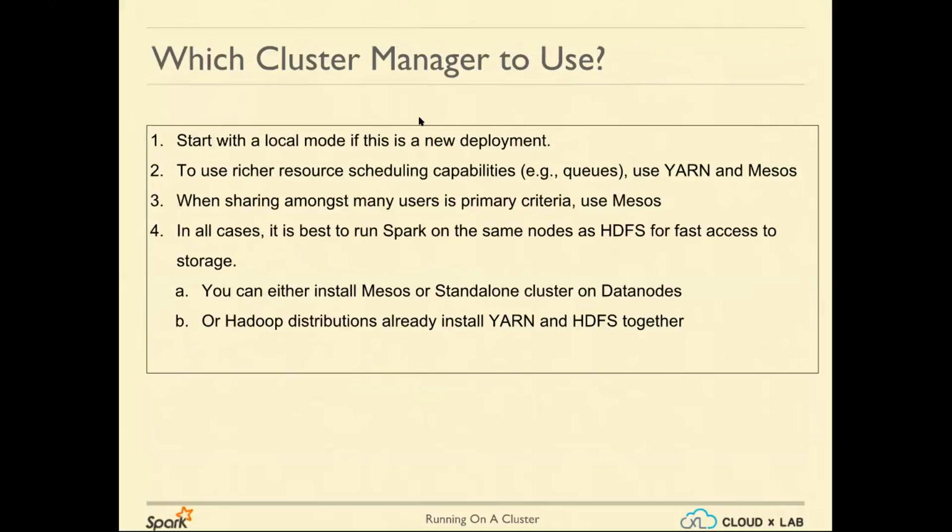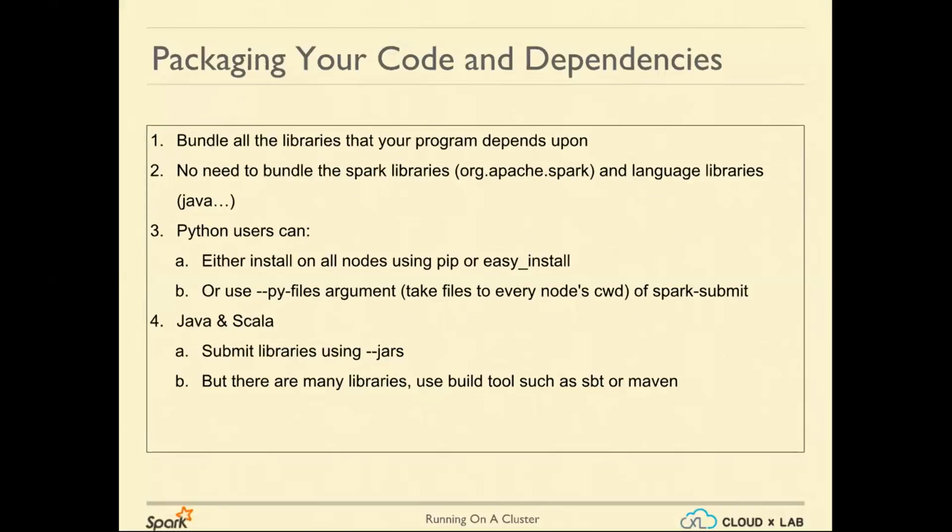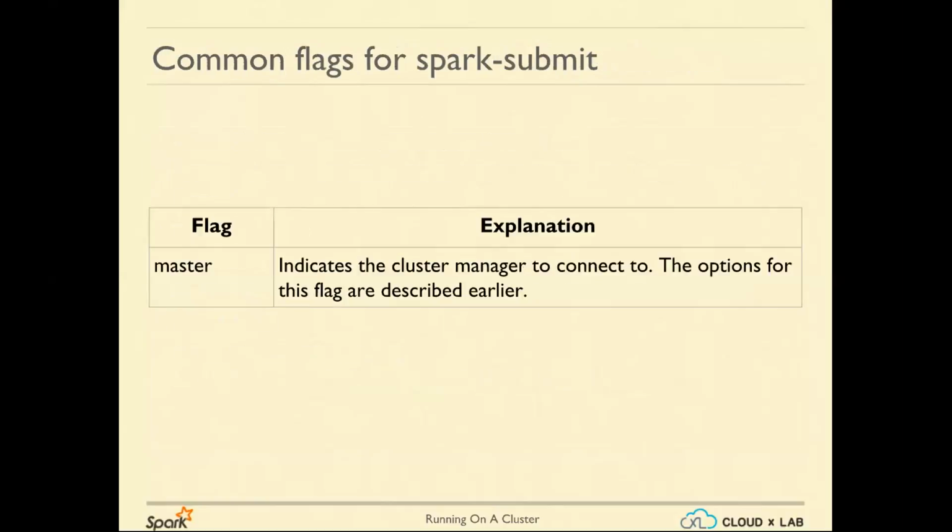So basically, you can bundle everything using SBT, and that way you can take it together. Also, if you have external jars, on Spark submit you could pass --jars and put more jar files there. And if there are too many libraries, you could use SBT or Maven.